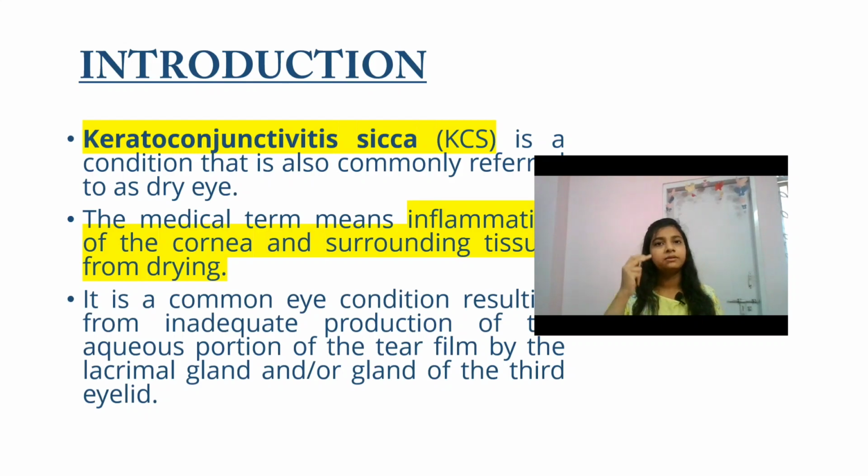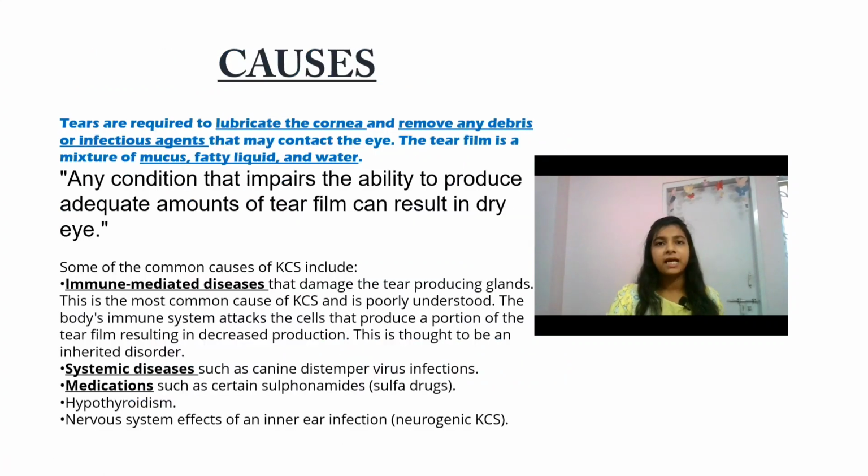I told you, the third eyelid is responsible for 50% of the production of this aqueous portion of the tear film. When this is not being produced, dry eye is happening. So either the production is inadequate from the lacrimal gland or from the gland of the third eyelid. So this is causing dry eye.